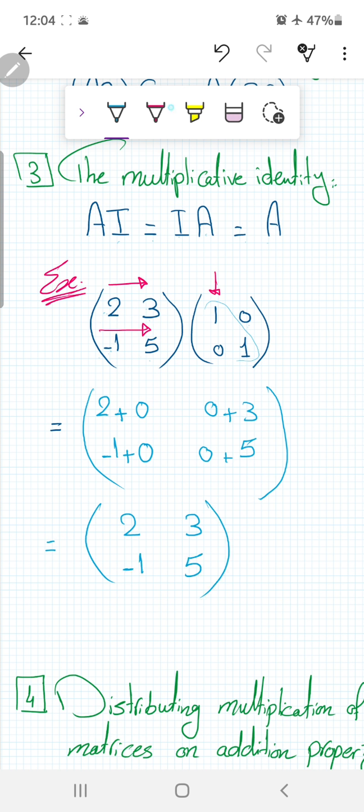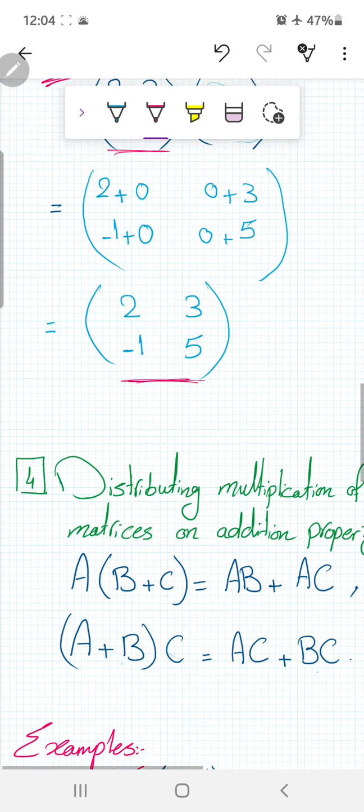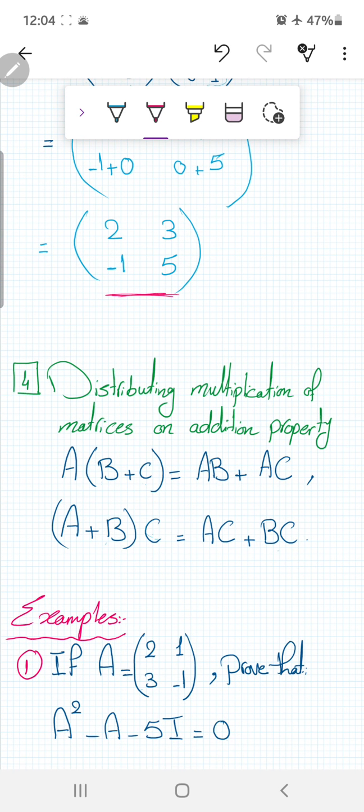What did you notice? Here the same matrix. So any matrix times the unit matrix, which is I, is the same matrix. Finally, the distributive property of matrix multiplication over addition. If we have A times (B plus C), it means A times B plus A times C. And also if C is on the other side, it's AC plus BC.